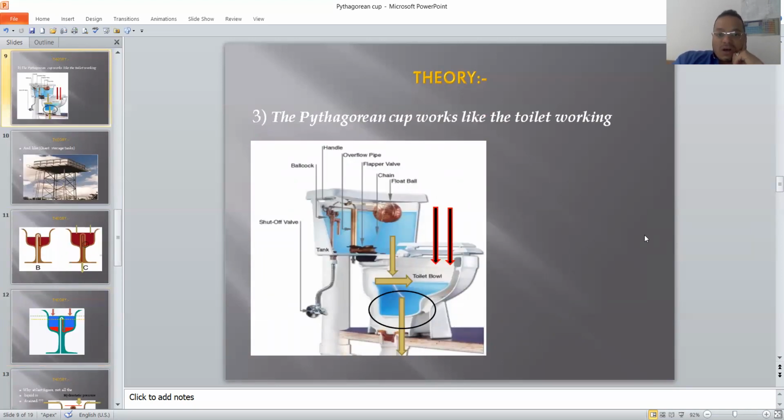The third thing is that the Pythagorean cup works like a toilet. Let me explain the relation between the toilet and the Justice Cup. Like we're seeing here, we have two tanks, the first one and the second one. The second one is smaller, but here we are dealing with remaining water at the bottom of the tank. At the same time, this remaining amount benefits us, because it prevents bacteria from coming into our bathroom. That's not our topic, let's skip it.